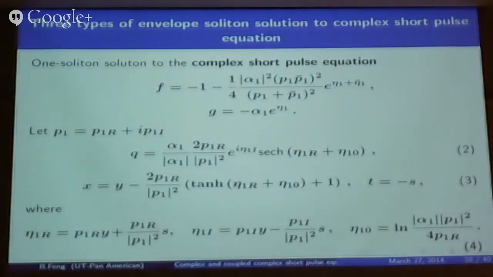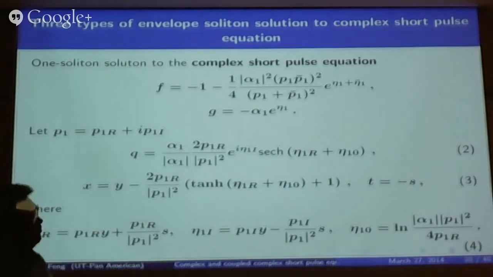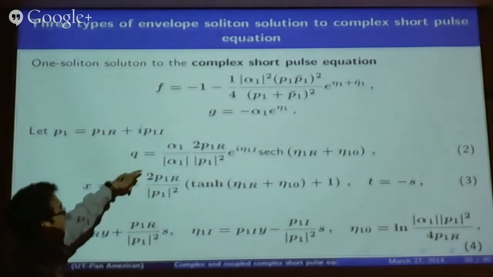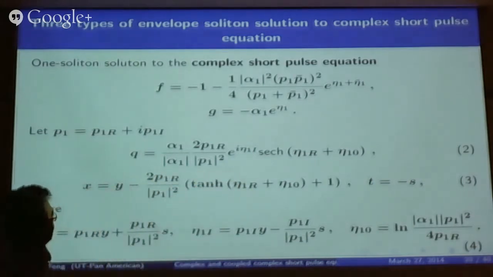Let's just look at the one soliton solution. For the one soliton solution, you remember we have that Q is G over F. And for one soliton solution, it's the most simplified case. F and G have just these simple forms. G has only one term, an exponential form. And F has two terms, 1 minus 1 quarter times another exponential form. And of course, Q is just G over F. And we can rewrite them in such a form.